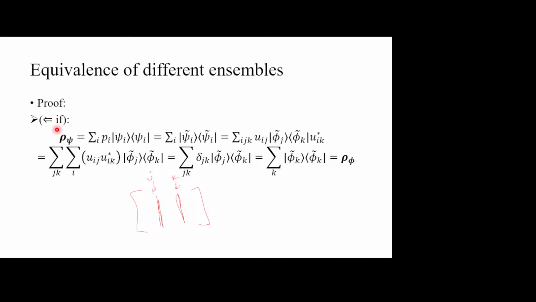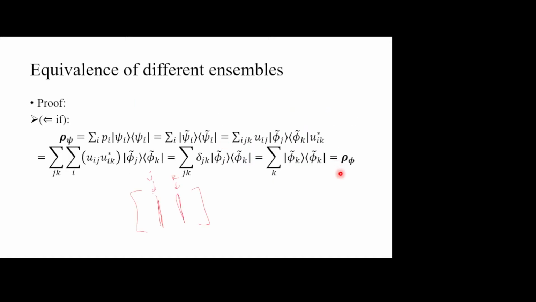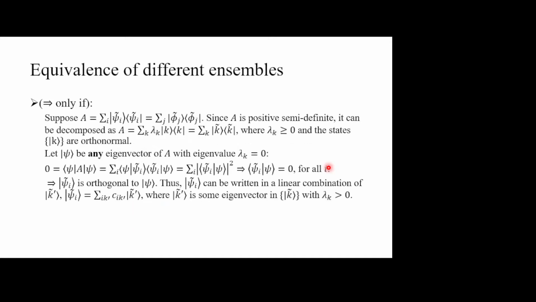So if our ensemble vectors are related by this unitary matrix, then the density matrices are the same. So this is the easy direction. Any questions? And now let's go to the hard direction, only if.